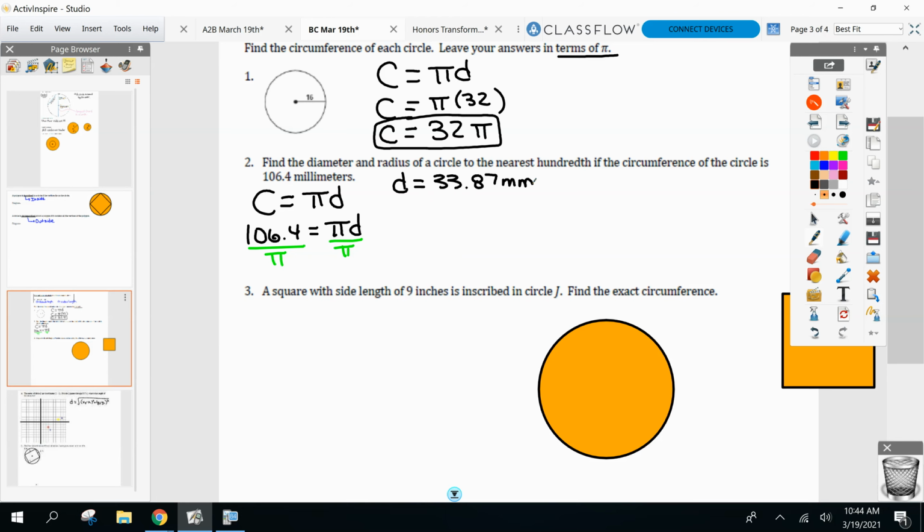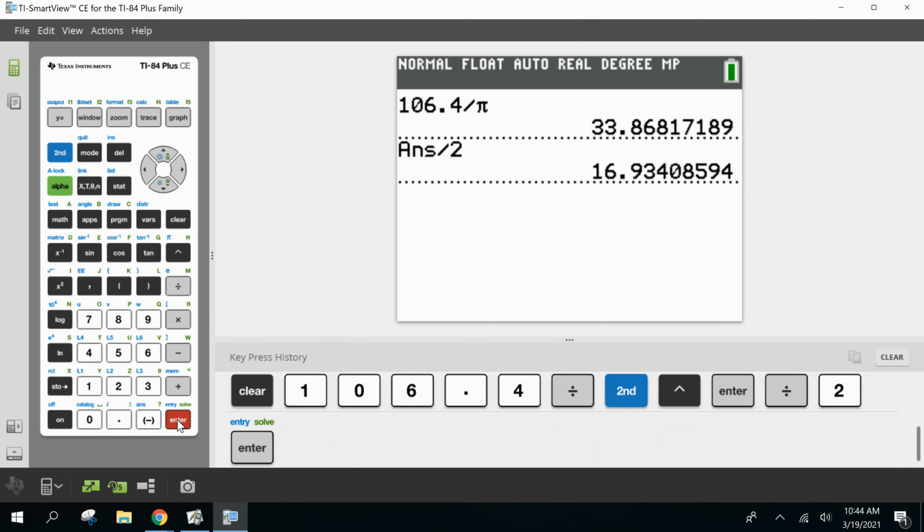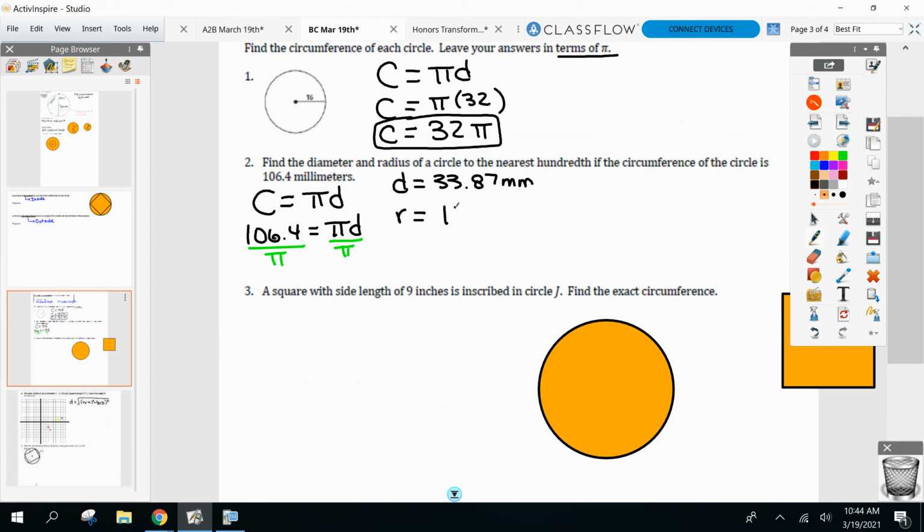And now to find the radius, yes, I would divide by 2, but I'm going to give you a little tip. I would prefer you divide the non-rounded answer by 2. That's a more exact answer than dividing a rounded answer by 2. So go back to your calculator, take your calculator answer, divide that diameter by 2, and then round that. That's a little bit more exact. 16.93 millimeters.